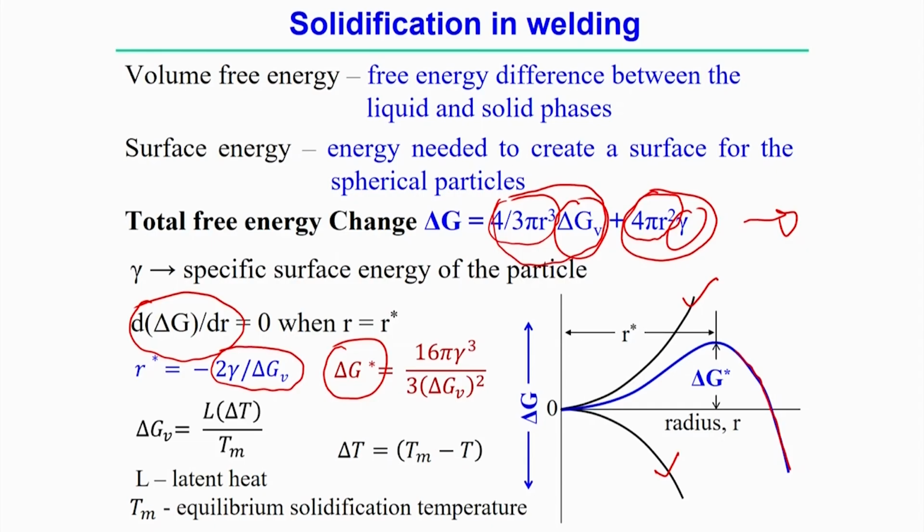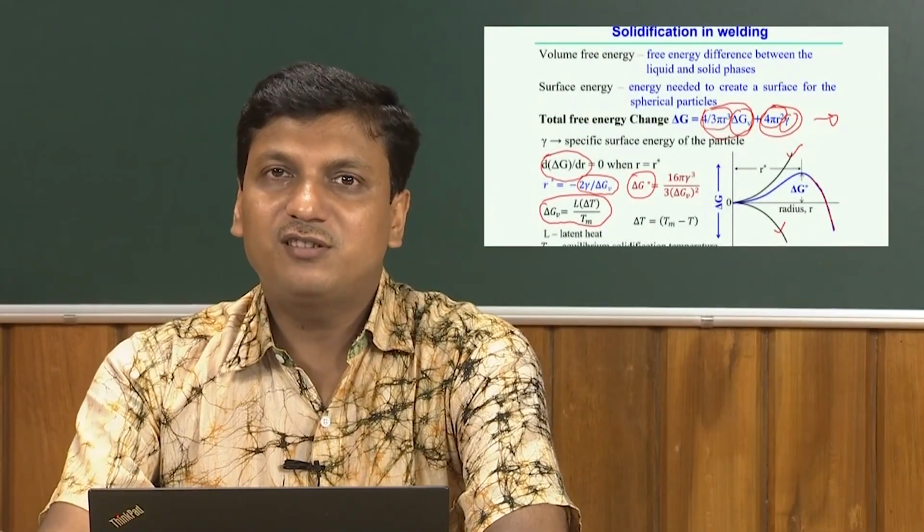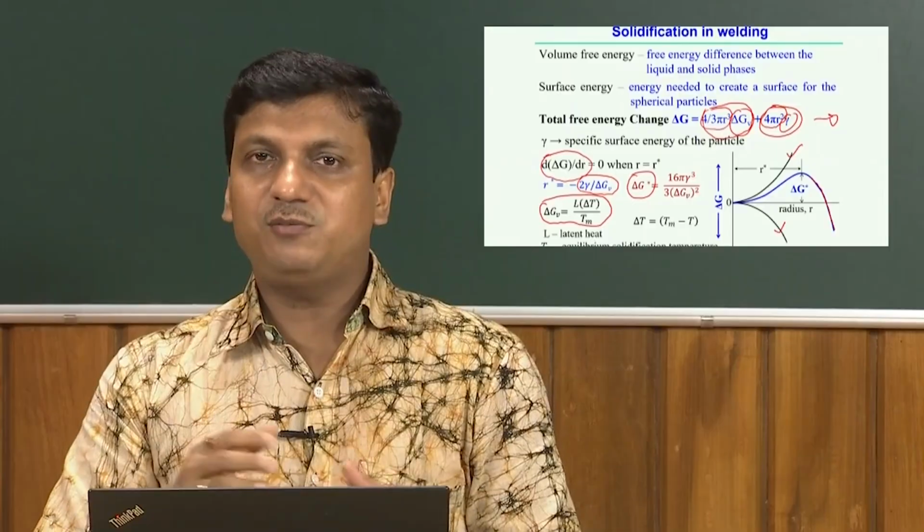But we see that the volume free energy can also be represented in terms that depend on the latent heat and the degree of undercooling, that means the temperature difference from the equilibrium solidification temperature. You can assume the equilibrium solidification temperature is a single-point phase change temperature, and L is the amount of latent heat. All this decides the free energy difference between the liquid and the solid phase for a specific material.